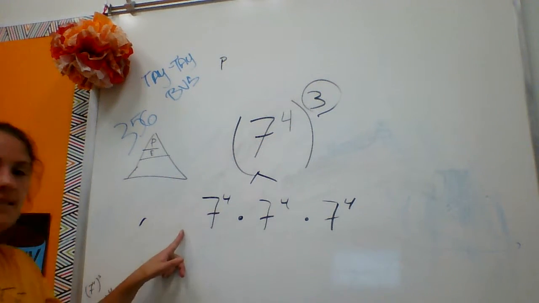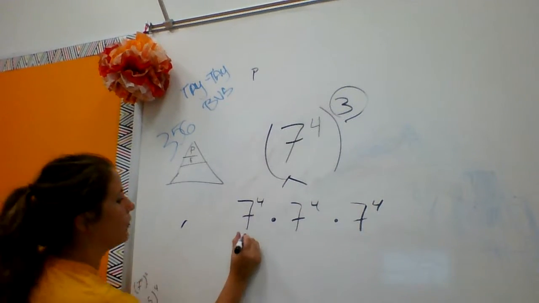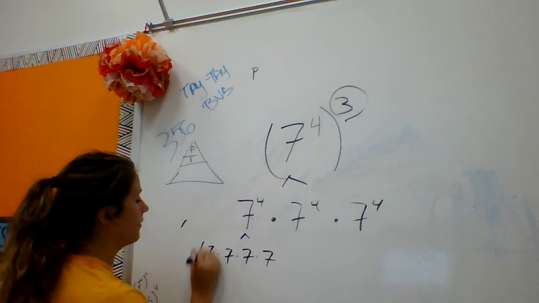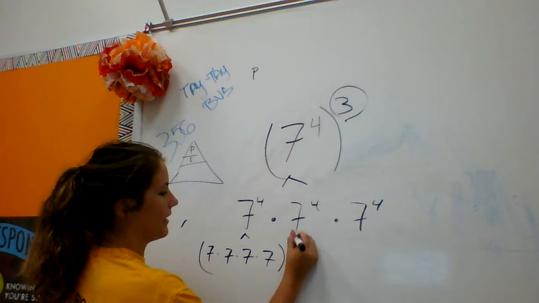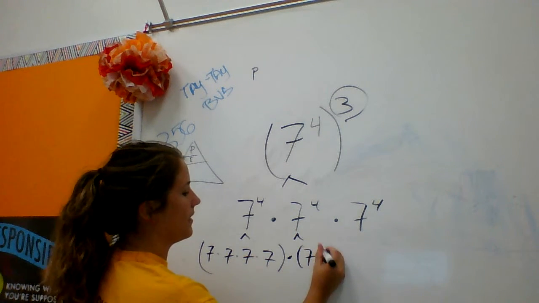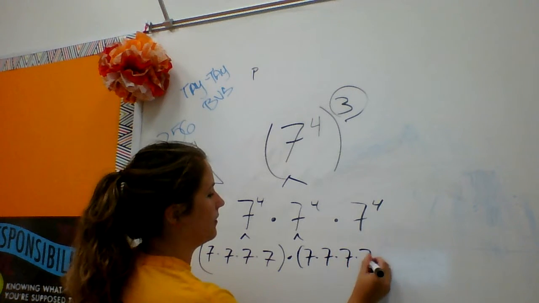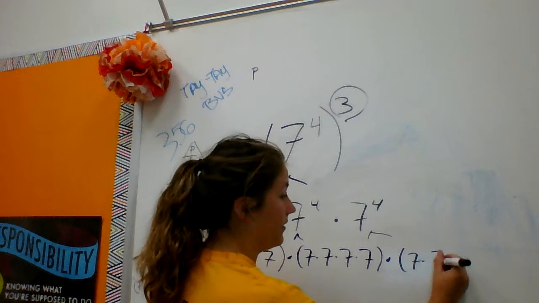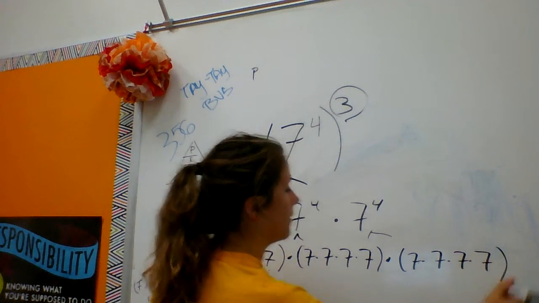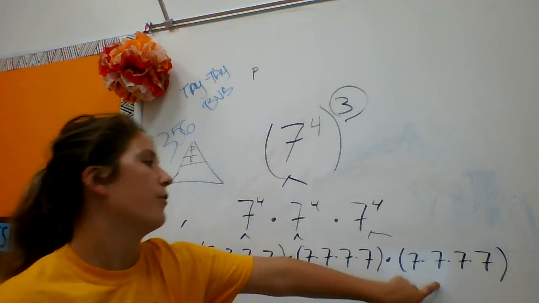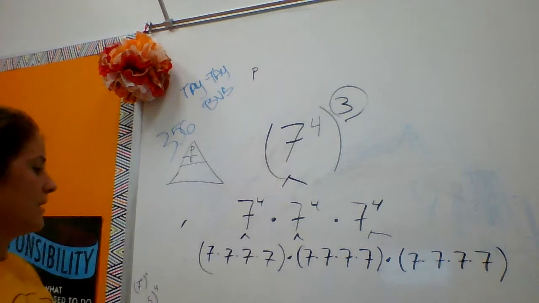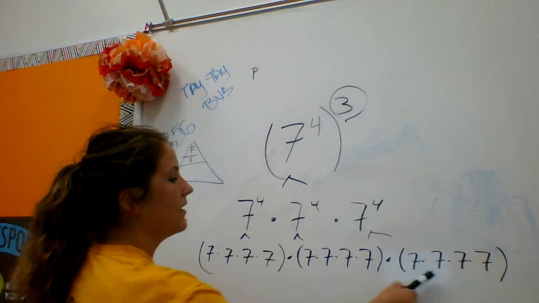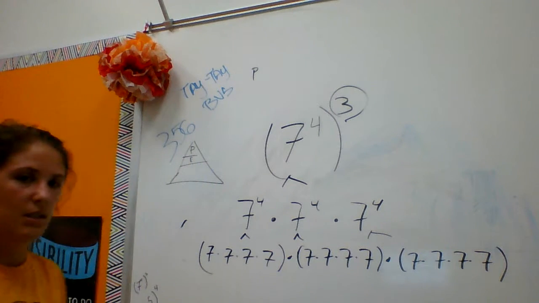Now I can expand this out further. 7 to the 4th is the same thing as 7 times 7 times 7 times 7. And this can expand the same way. 7 times 7 times 7 times 7. And last, 7 times 7 times 7 times 7. I have 1, 2, 3, 7 to the 4th expanded out. I have a total of 1, 2, 3, 4, 5, 6, 7, 8, 9, 10, 11, 12 sevens. You should also have that.